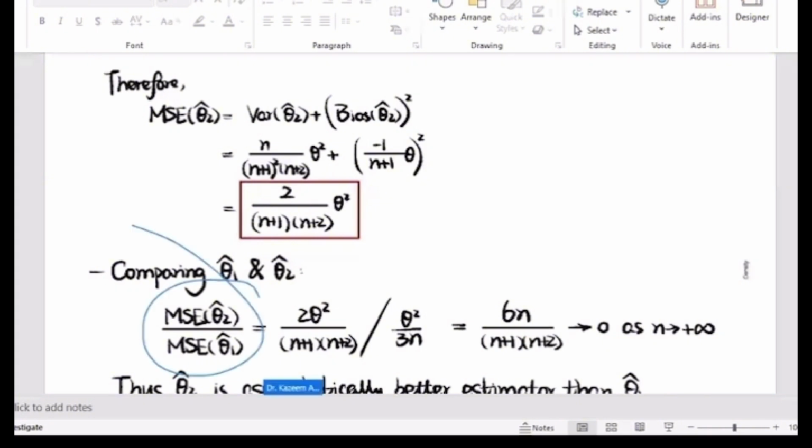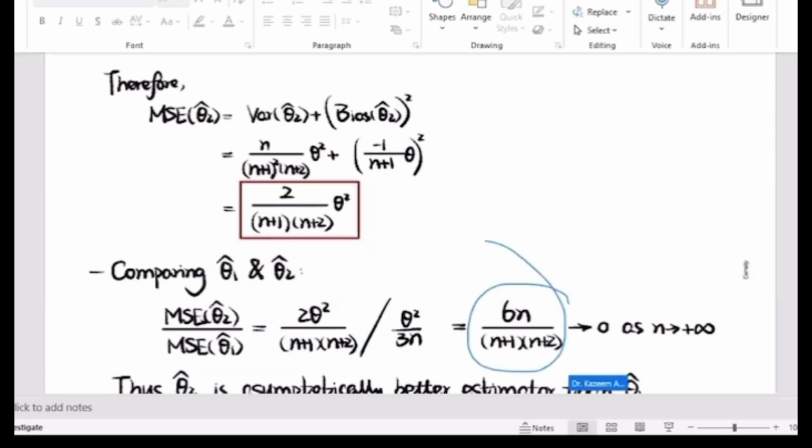Does that make sense? And of course, the mean square error of the unbiased is the same thing as the variance. Okay. Now, that is exactly what I'm doing here. Take a look at this guy. Theta square over 3n is what we got before as the mean square error, also the same as the variance of theta cap 1, that is unbiased. And this guy is what we just got right now. Then we simplify. After simplifying, we got 6n divided by n plus 1 and n plus 2.